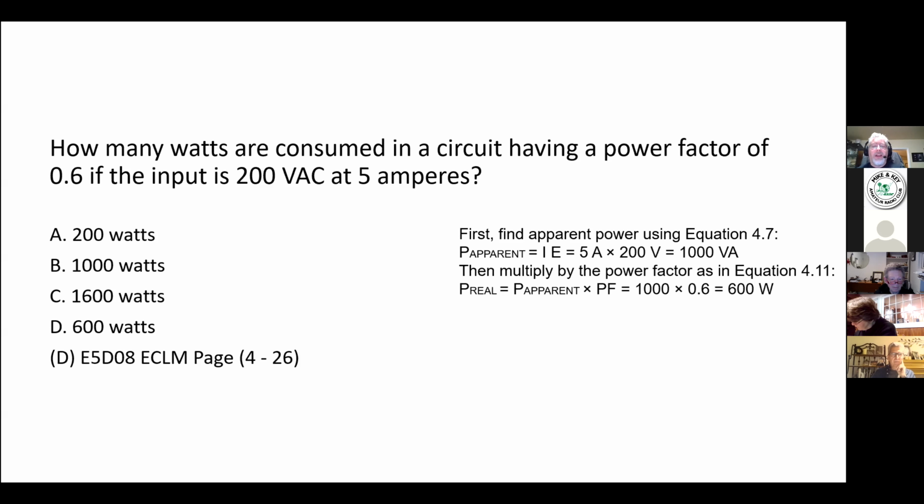Delta is correct. Using equation 4.7, apparent power is I times E, 5 amps times 200 volts is 1,000 volt amps. Then multiply by the power factor, equation 4.1: power real equals power apparent times power factor. 1,000 times 0.6 is 600 watts.